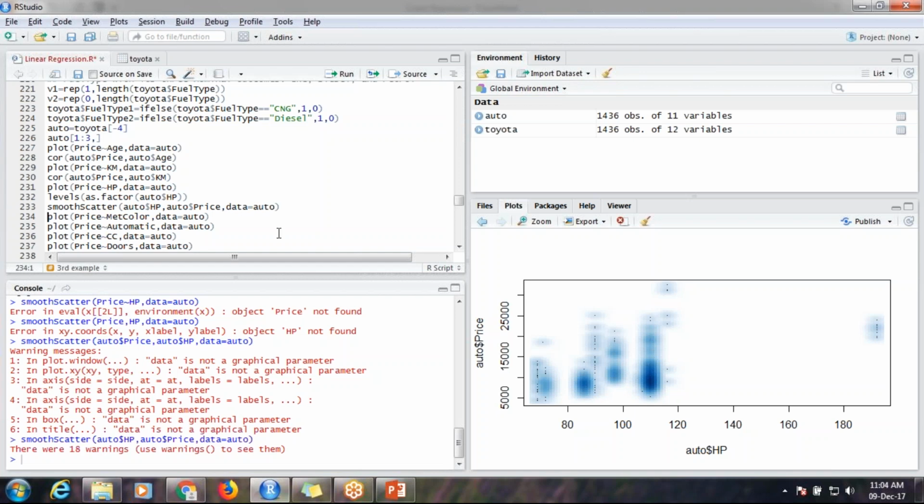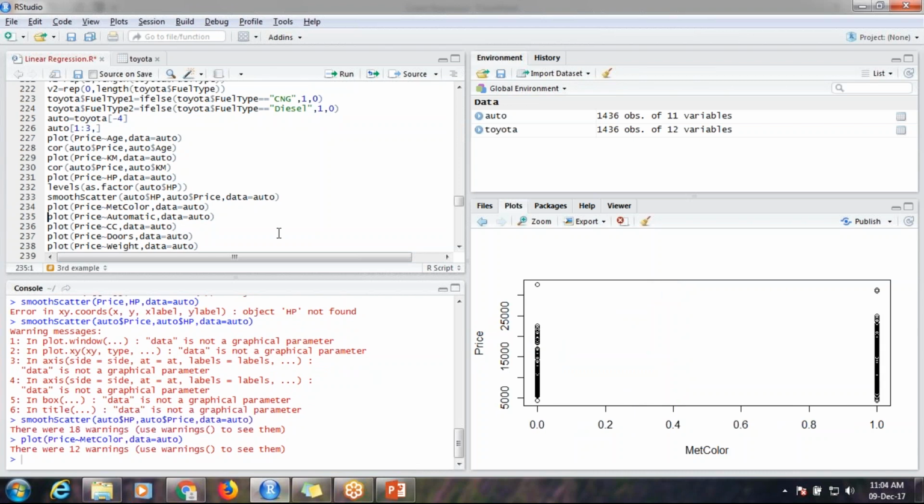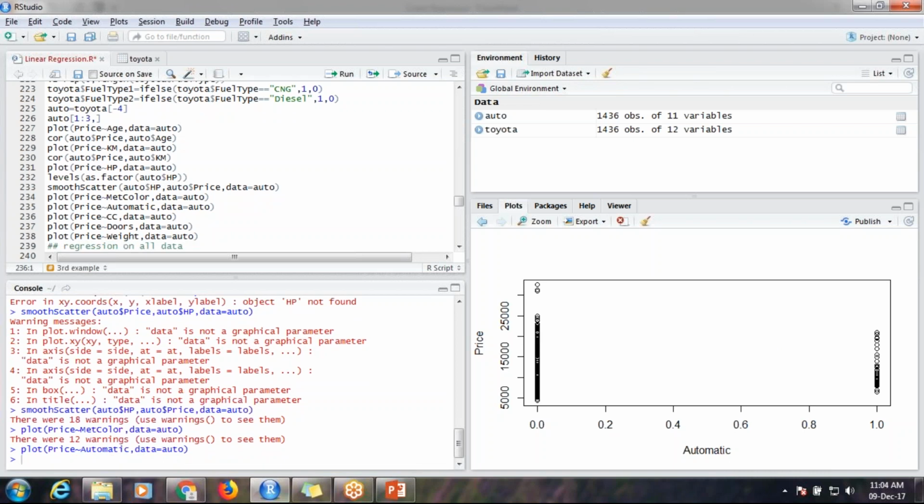Let me plot with this here also, because it is either 0 or 1. So no such significant variance that I can see. Now let us check with automatic or not. Again 0 and 1, so nothing significant can be seen. Though for automatic, it has only a lesser range. For not, it is higher. It has a higher range of price.